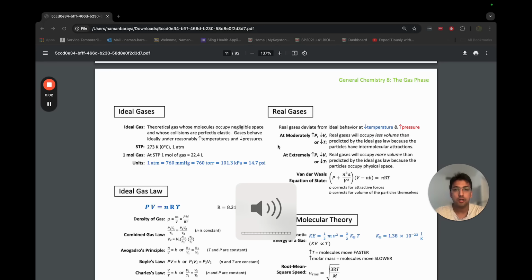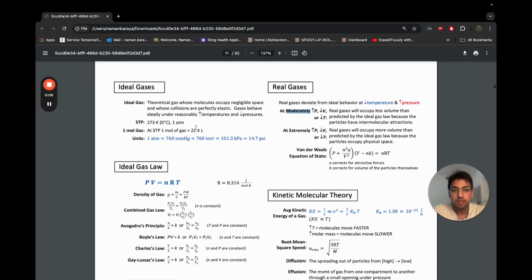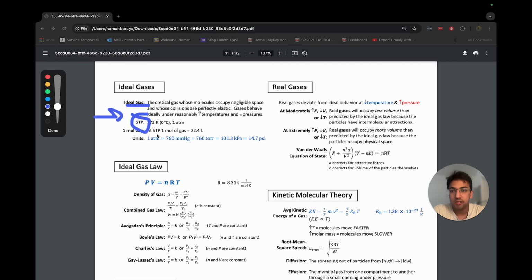Okay, next we're on gas phase, and this is pretty high yield. So we have ideal gases and STP. STP is the standard condition. So if somebody says that you are at STP, that means you're at 0 degrees Celsius, 273 degrees Kelvin, and 1 atm. And at STP, 1 mole of gas is 22.4 liters. That's also pretty important for you to know.